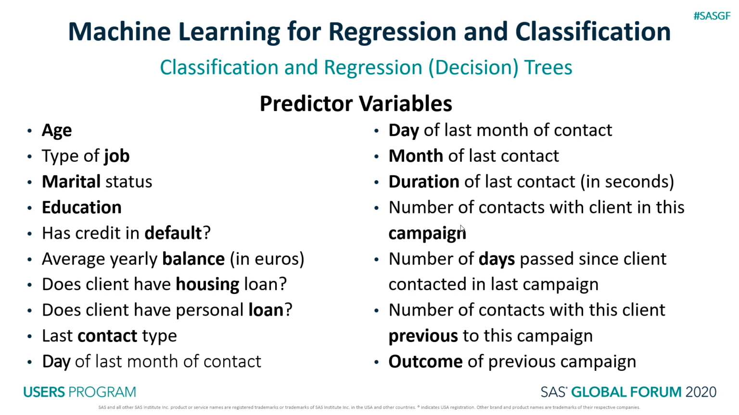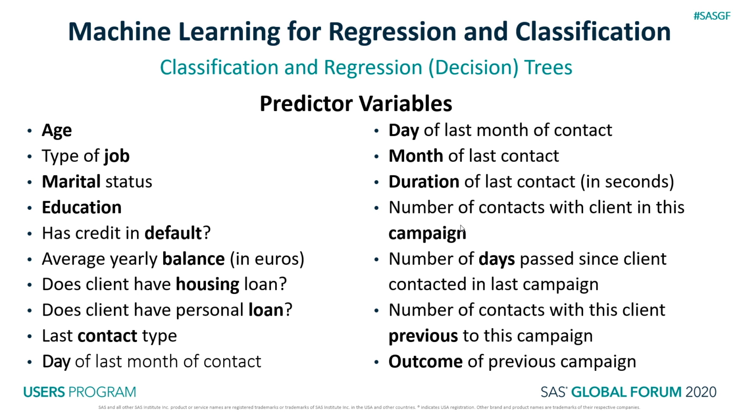So I'm thinking that's probably a mortgage. Does the customer have a personal loan? The last contact type. The day of the last month of contact. I can't see why that would be relevant, but I could be surprised. And the last month of contact. That could be interesting. There could be some months which work better than others.